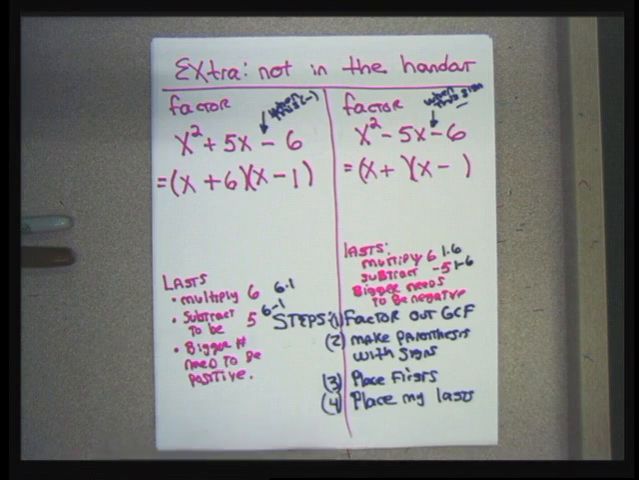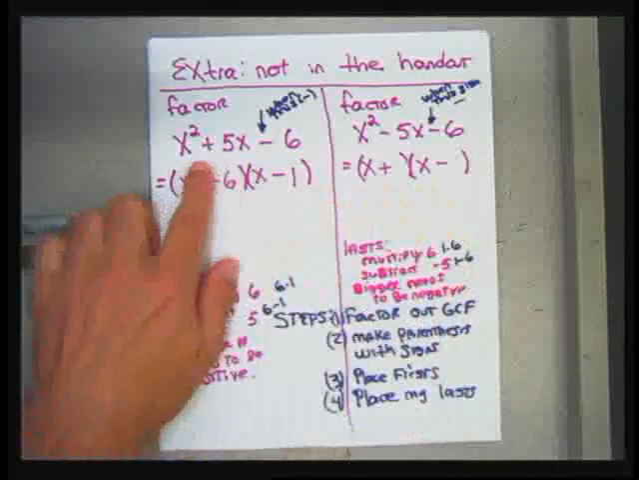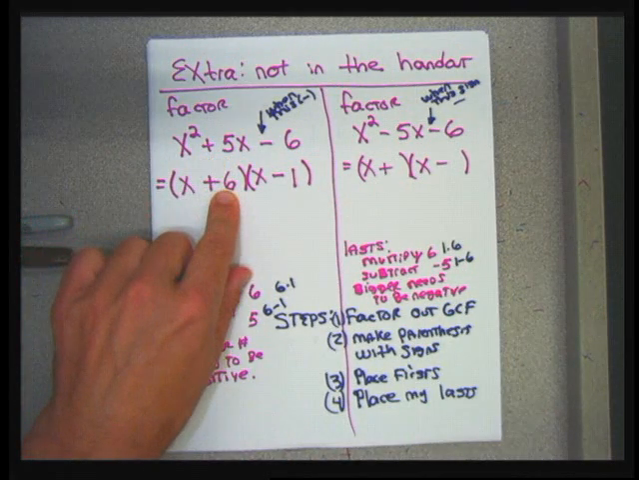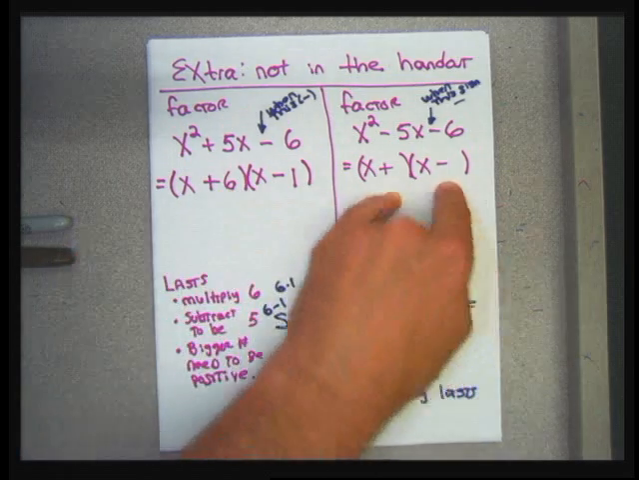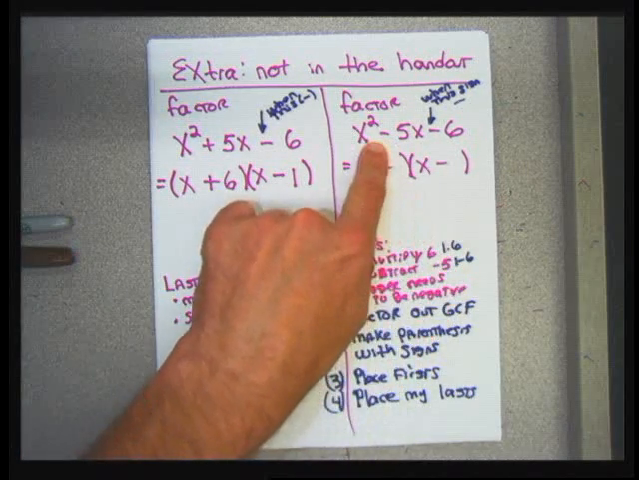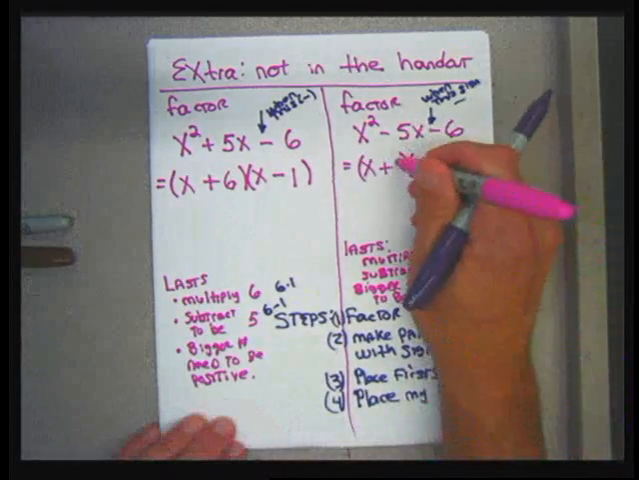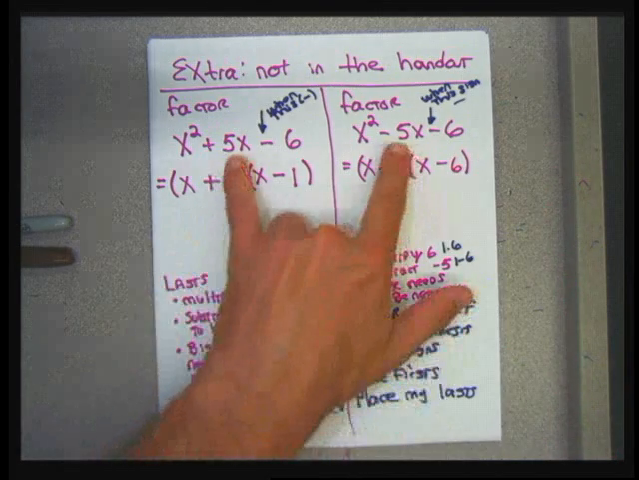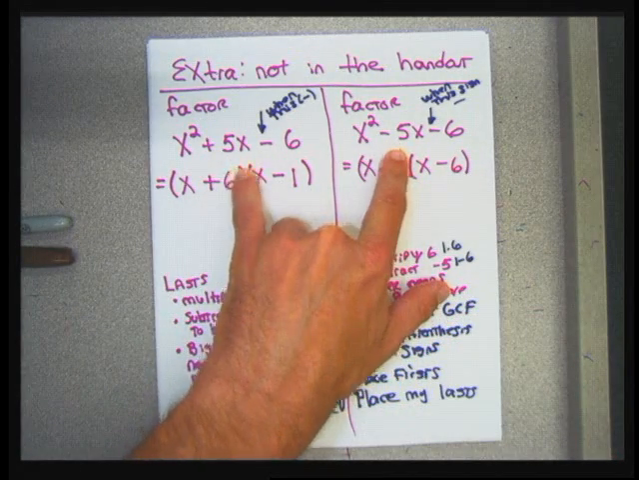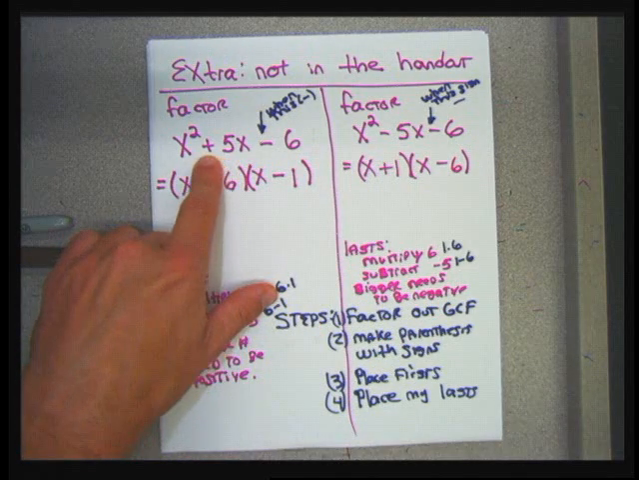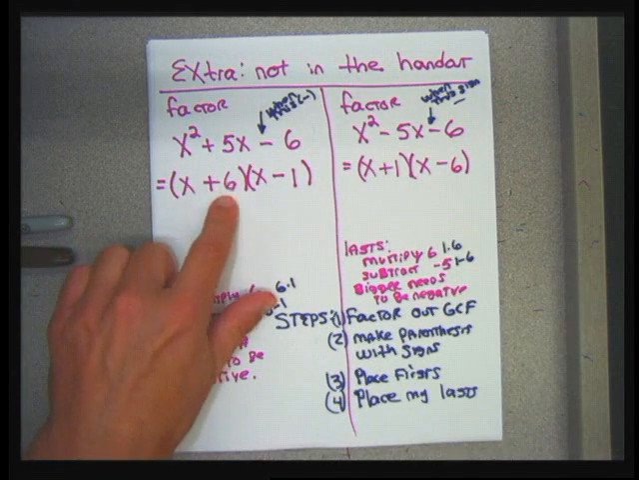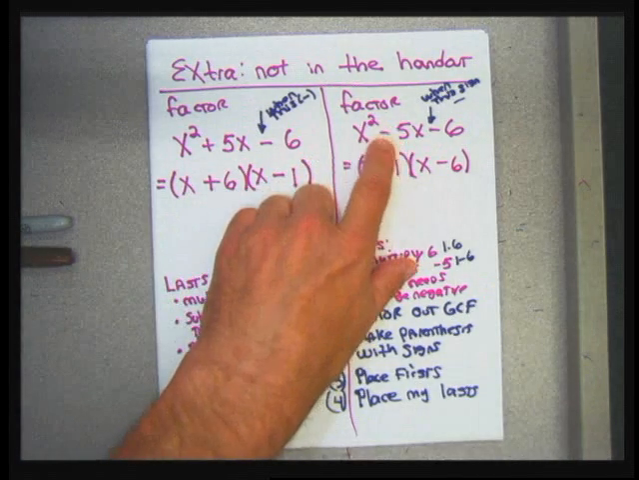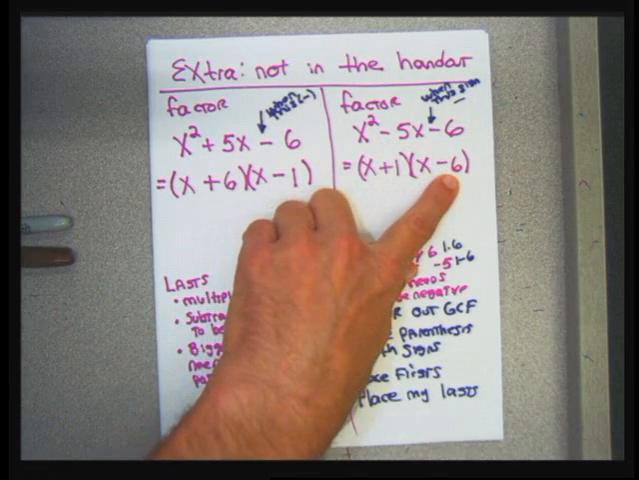The difference between this problem and this problem is here, the middle number is positive, so the 6 needed to be positive, which is the bigger of the 6 and the 1. This problem right here, the 6 needs to be negative to make the 5 negative. So when I go to place my numbers in, I'm going to get a positive 1 and a negative 6. So the difference between these two problems is where the lasts go. When the middle term is positive, the bigger number goes with the positive, the smaller goes with the negative. When the middle number is negative, the bigger last gets with the negative.